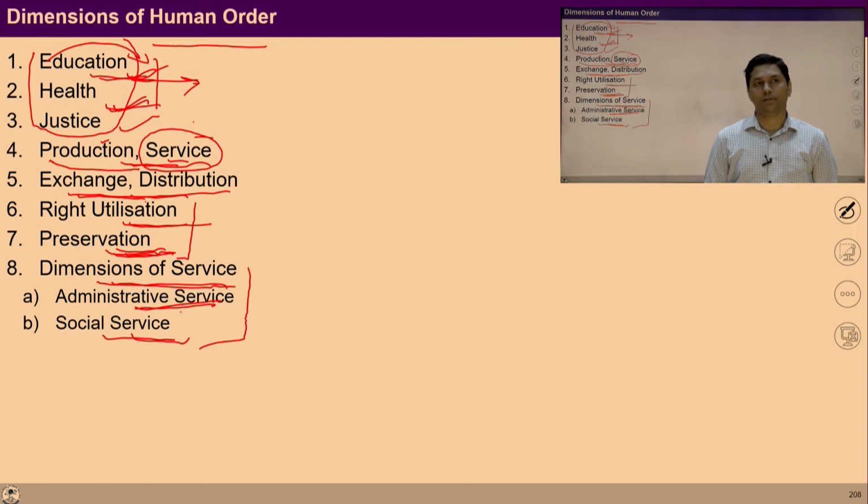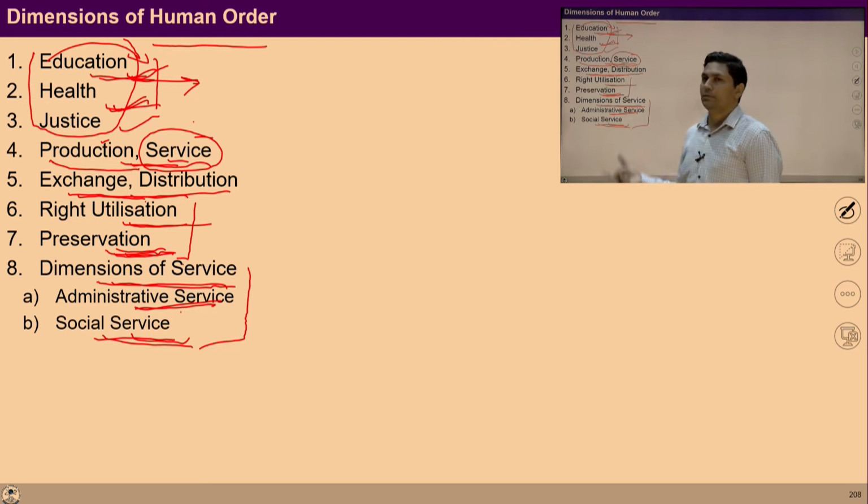And what is social service? Despite the effort to ensure the different social dimensions, certain shortcomings may remain. Taking care of them through relationship is called social service. It means social service is the one which is provided to each other by society in relationships. For example, distribution of blankets, distribution of food at a tough time, comes under social service, and administrative service is required for the smooth functioning of the system.